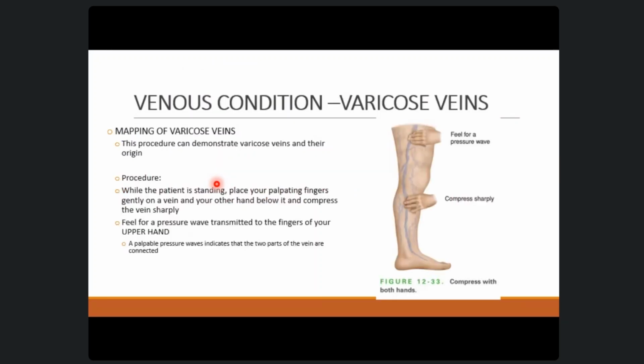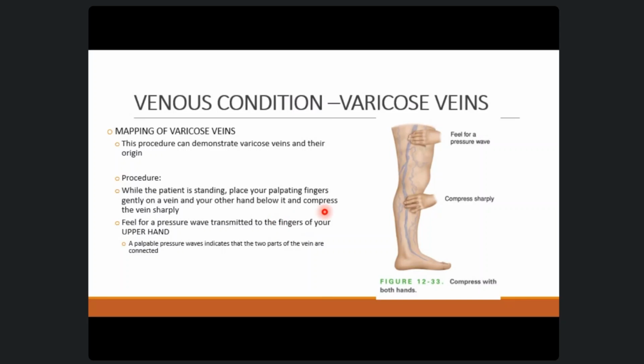When you suspect VTE or DVT, what scoring is usually used? You use the Wells score. Another common one, as I mentioned earlier, is varicose veins. Bates has also included the mapping of varicose veins. The purpose of the mapping is that it demonstrates the origin of the varicose vein. What you're going to do is ask the patient to stand. In this position, place your palpating fingers gently on a vein and your other hand like so.